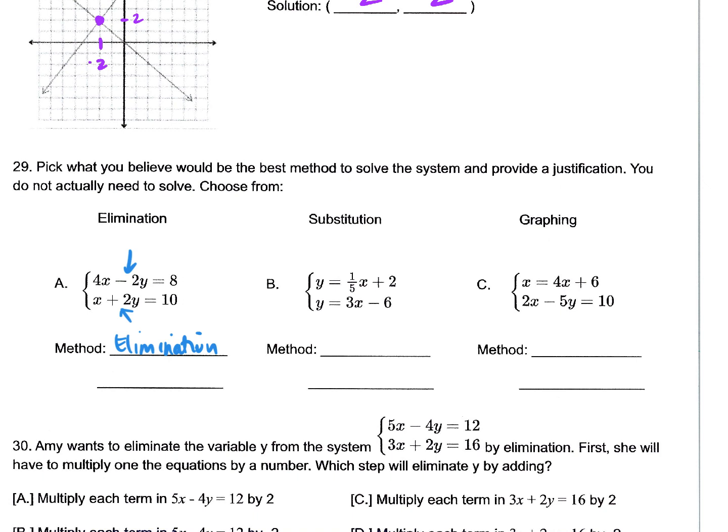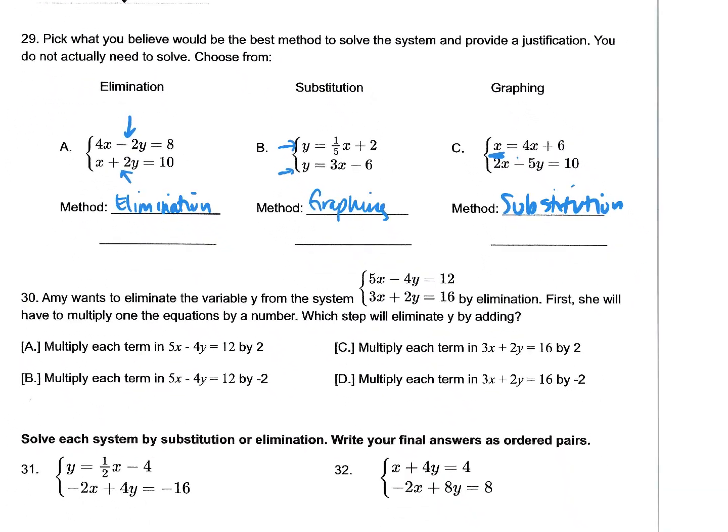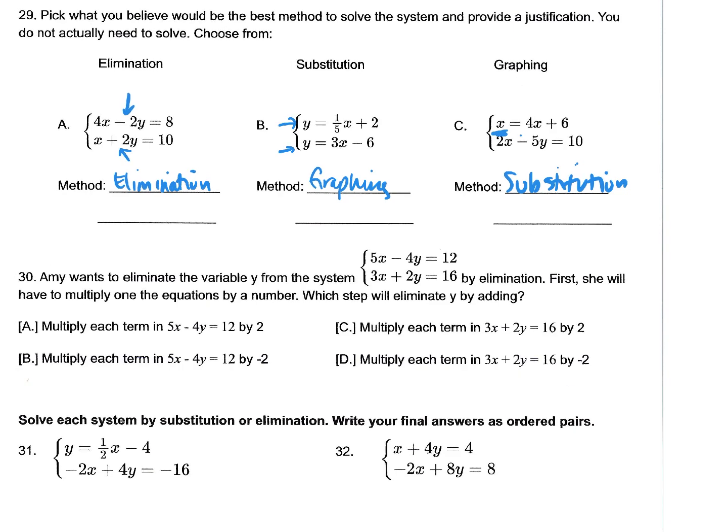For the second one, it is graphing. And we know that it's graphing because both of these have y equals by themselves. The last one is going to be substitution. And the reason that it's going to be substitution is that one of the variables is already solved for x. So you would take that, substitute it in. Number 30, it says Amy wants to eliminate the variable y from the system. System's given to you by elimination.